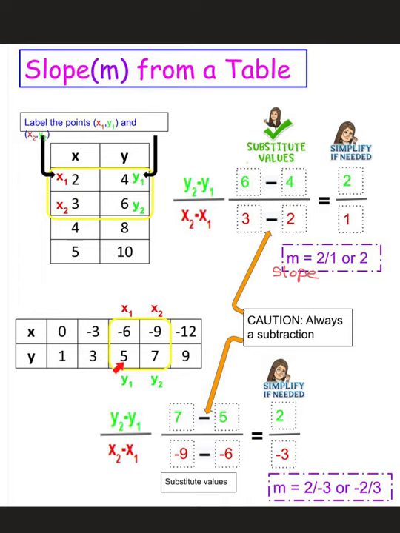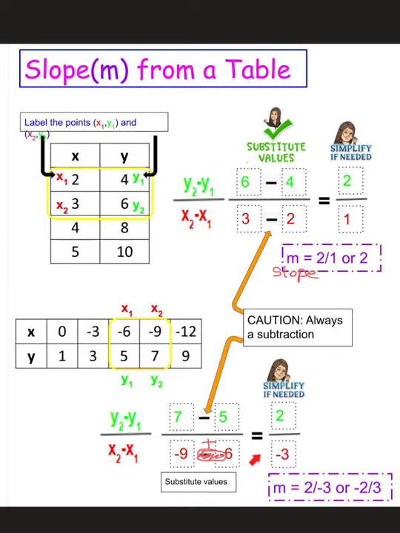So label your x sub 1, y sub 1, x sub 2, y sub 2. Substitute them into the formula over here. So y sub 2 is 7, y sub 1 is 5, x sub 2 is negative 9, and x sub 1 is negative 6. Now see over here, watch that double negative there. So 7 minus 5 is 2, and then my negative 9 minus a negative 6 gives you a negative 3. Now in case you forgot about this, double signs of minus and negative actually turn into just a plus sign. Okay, you simplify your fraction if needed.